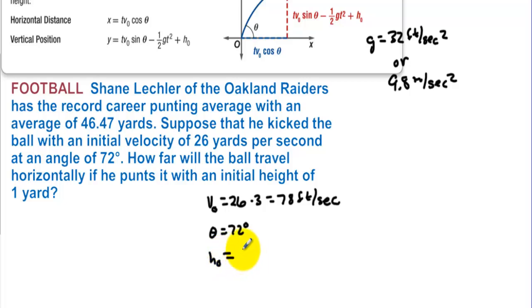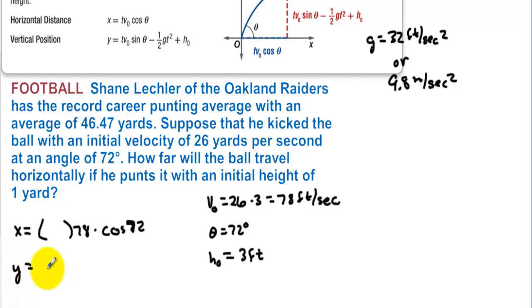H naught is equal to 3 feet in this case. We need the horizontal distance, which is x. X runs horizontally. We have x equals time times v naught, which is 78, and then times cosine of 72 degrees. We don't know what the time is, but we know that time is up when the ball hits the ground, and that's the vertical distance. So let's look at vertical distance.